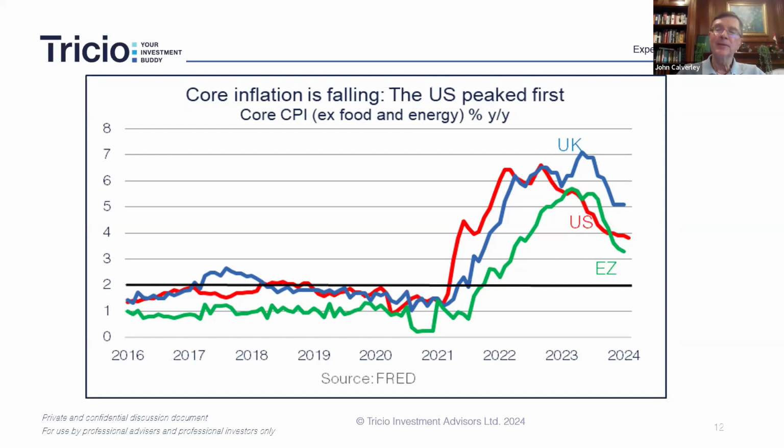The other thing I would emphasize on this chart is you can see the US peaked first. It peaked at least 6 months before the other two countries. And I think that's important because it's basically reinforcing that the US cycle is moving ahead of the UK and the Eurozone. Let's go to the next slide.